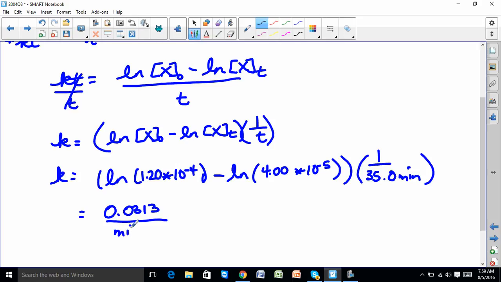These are unitless. Taking the natural log destroys the units, but I still have a minute downstairs, which, if you remember, is always 1 less than the order number. Remember, the power on the concentration is 1 less than the order number, and they said this was first order, so 1 minus 1 is 0, and anything to the 0 power is 1, and so that is the unit. So 0.0313. Please practice putting this in your calculator.